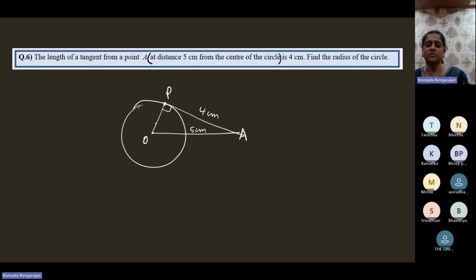So how do you find the radius? Pythagoras theorem. Distance 5 centimeters from the center, so OA is 5. The length of the tangent is 4 centimeters. Find the radius of the circle.